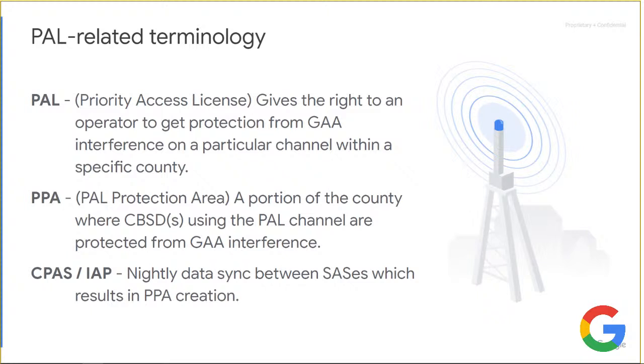Now, if you have a PAL, you can create what's called a PAL protection area. And with Google SAS, that happens automatically. I'll talk about that in a moment. The PAL protection area is a portion of the county where CBSDs using their PAL channel are protected from the GAA interference. So the PAL gives them protection, but they only actually get that protection within their PAL protection area, and that's an area around the CBSD. And I'll show you some graphics that talk about exactly how that works. So if it's a little confusing, don't worry, we'll bring you up to speed.